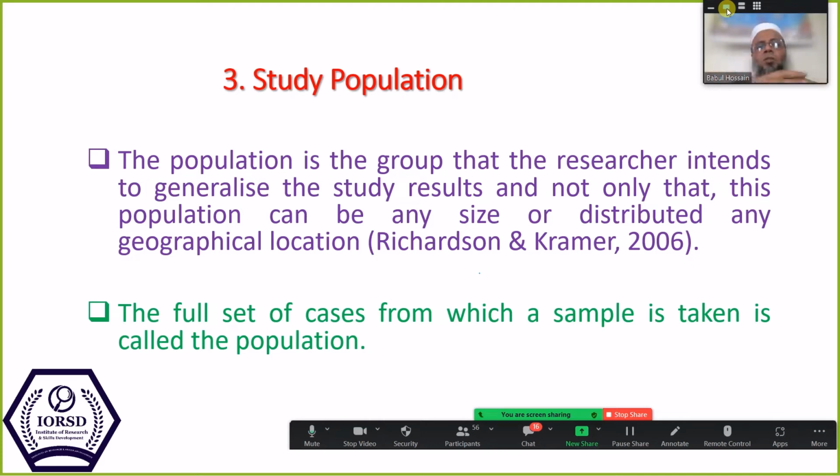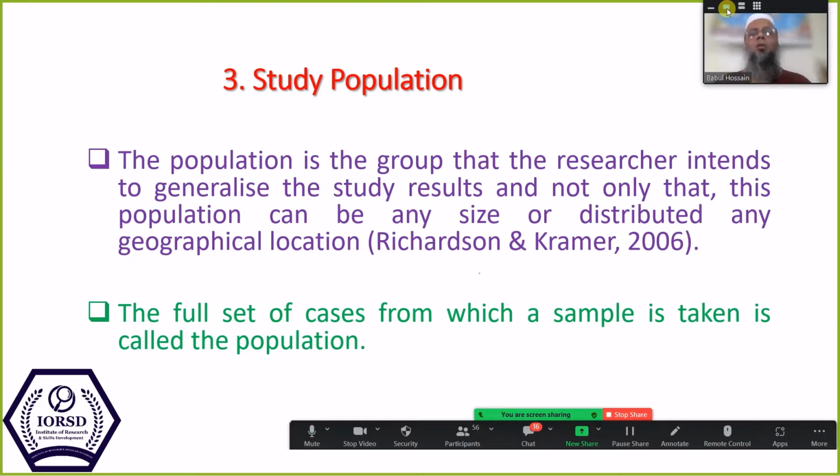Suppose in Bangladesh, the garment industry has 4 million workers. You cannot collect the data from 4 million. So what will you do? Maybe you will collect 500, 600 workers. As soon as you get the results from these 500 workers in the sample, you will generalize it to the whole population, 40 lakh, 4 million workers.